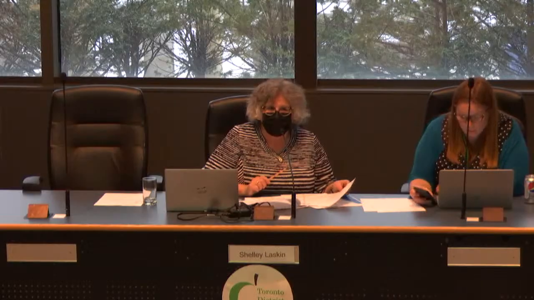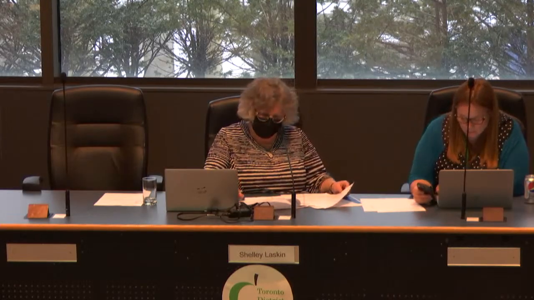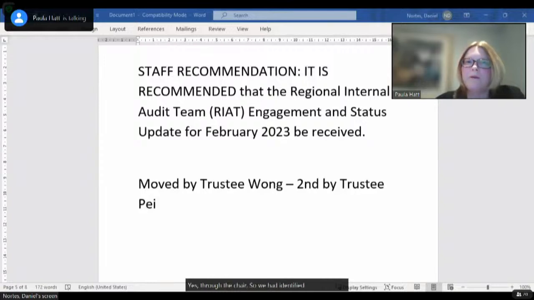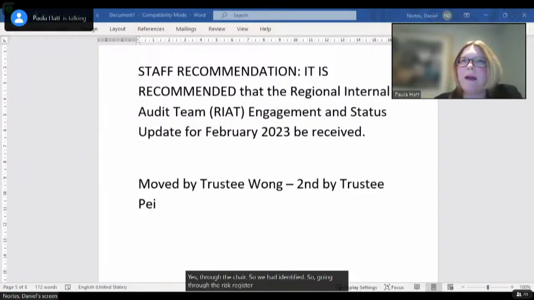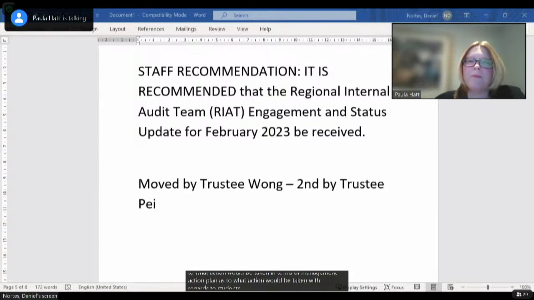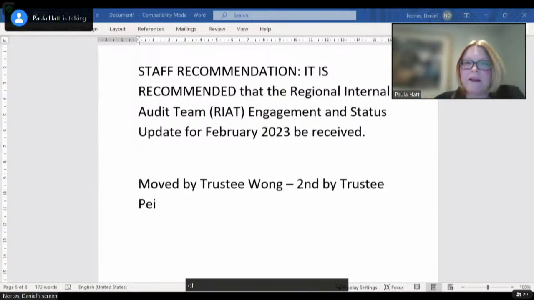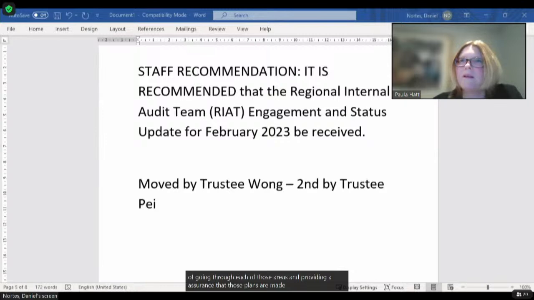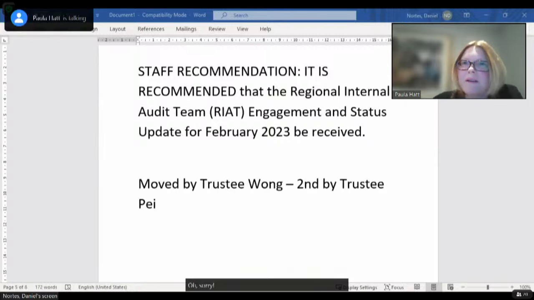Ms. Hack, could you respond? Yes, through the chair. So going through the risk register, there were some measures identified in terms of management's action plan as to what action would be taken with regards to student accommodation. And so it would be more going through each of those areas and providing assurance that those plans are mitigating the risk. I think she's asking about the student learning, not the student. Oh, sorry, I'm asking about the accommodation, actually.